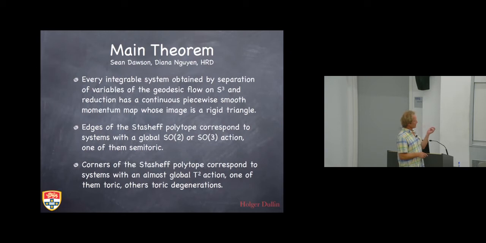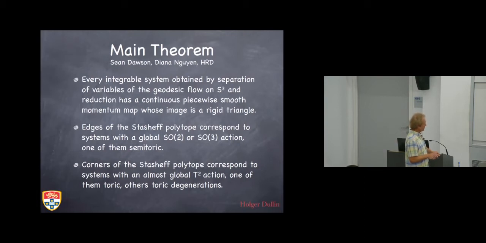The edges of the Stashev polytope correspond to systems that have better symmetry. If you want, they have a global SO2 or SO3 action. And that is upstairs and downstairs. And one of them is semi-toric in the technical sense that it doesn't have hyperbolic singularities, which is important for some people, including myself, because there is a good classification theory for these systems.